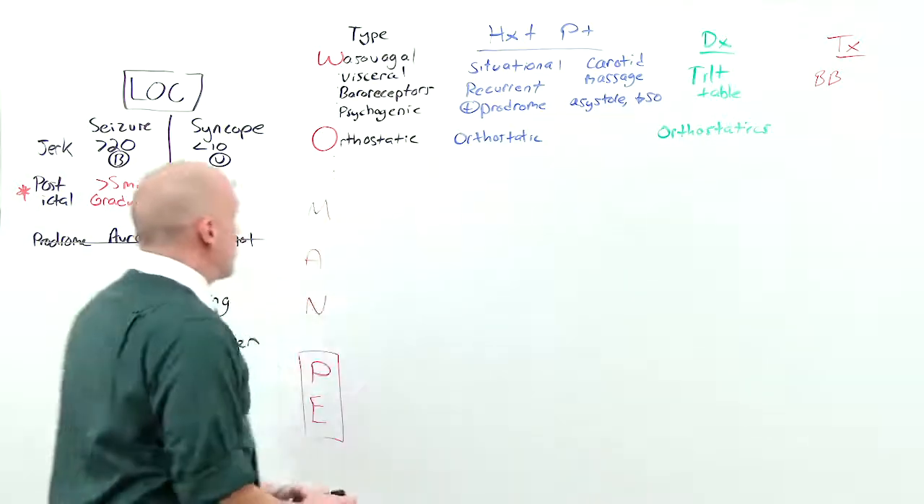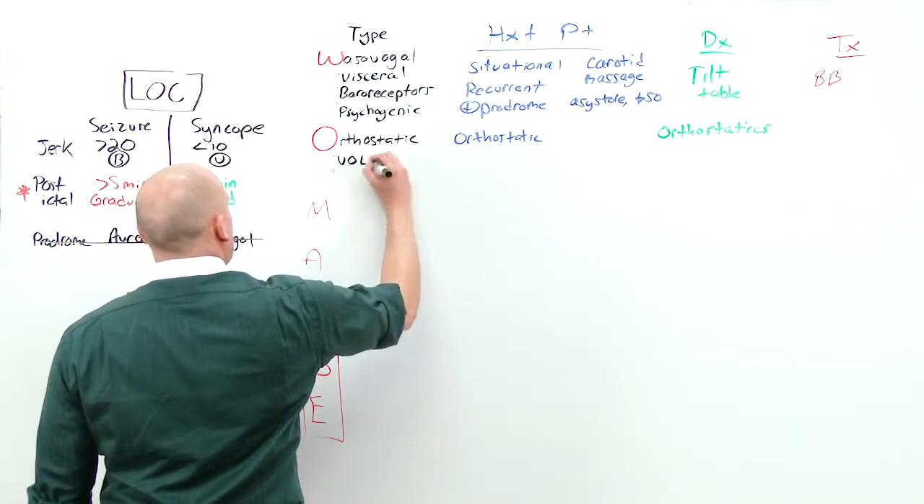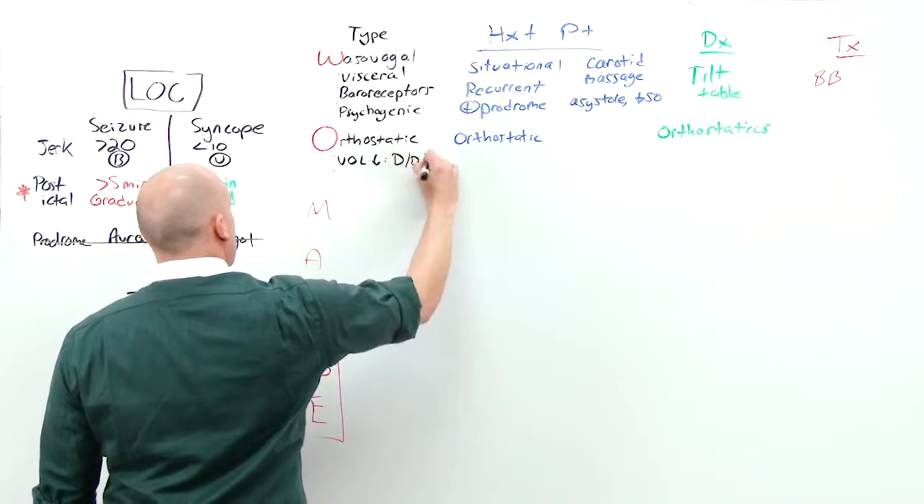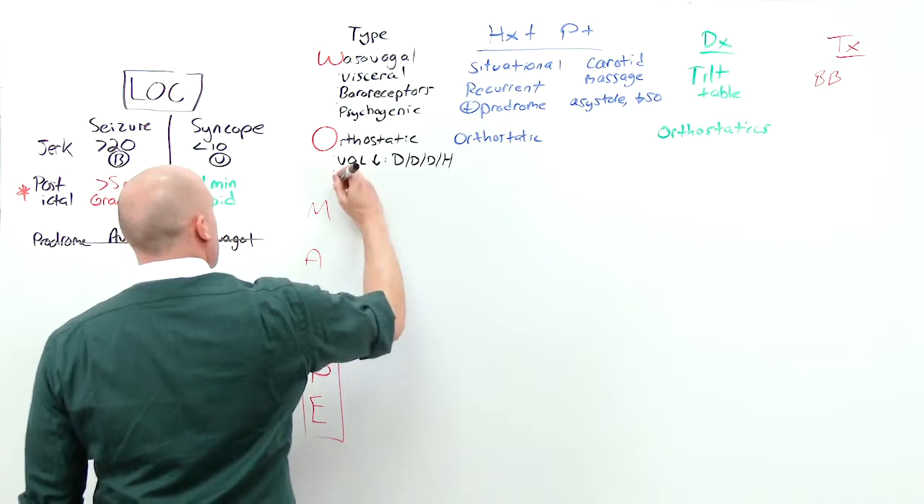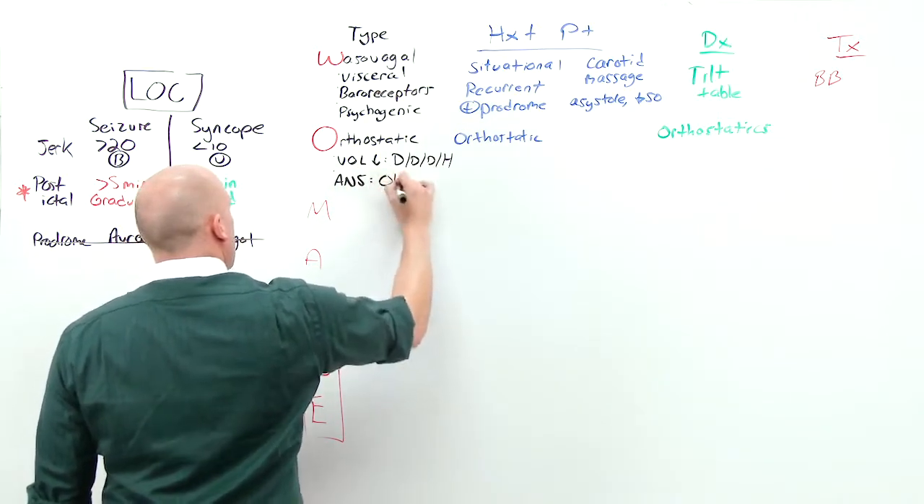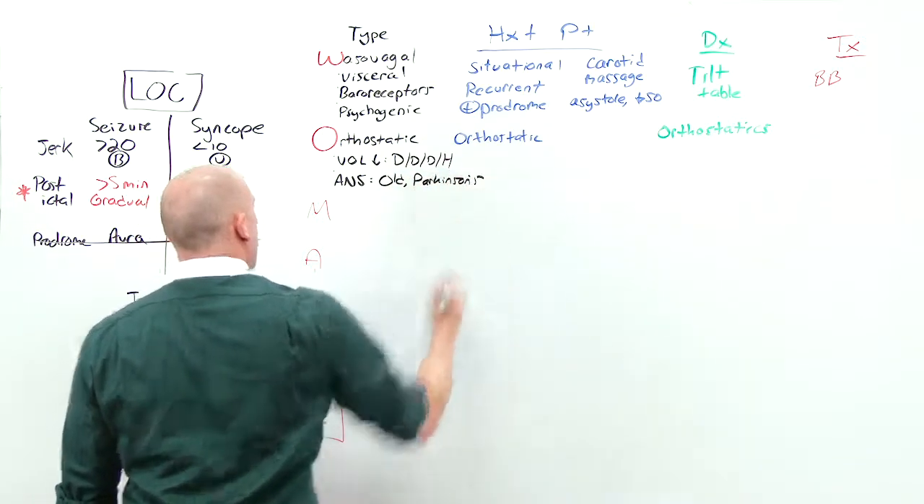2 subcategories of orthostatics are just that. Volume down is one of them, which is the 4 Ds, dehydration, diarrhea, diuresis, and hemorrhage. And the other cause of orthostatic hypotension is a dysfunctional autonomic nervous system. Old people and people with Parkinson's have this issue.